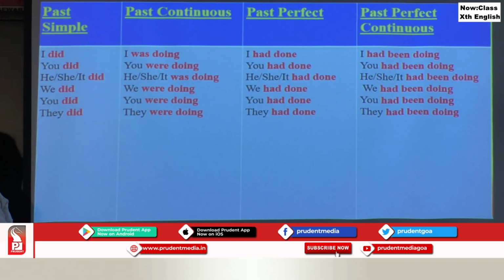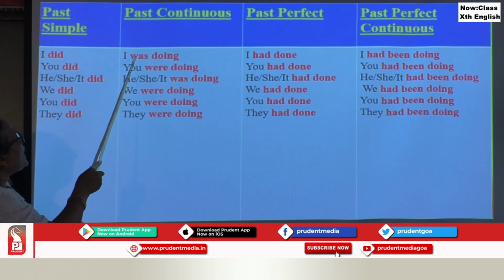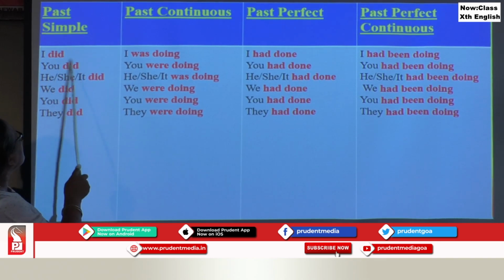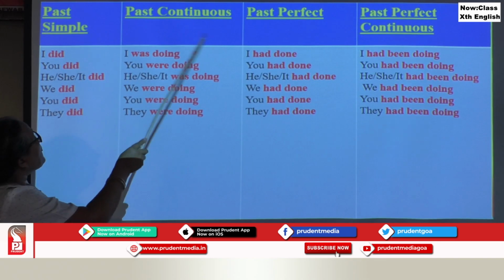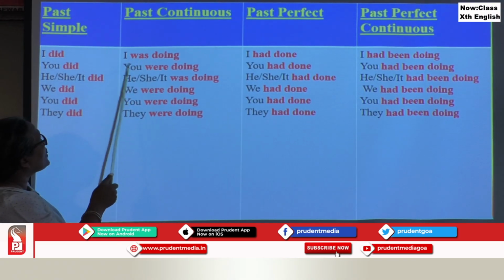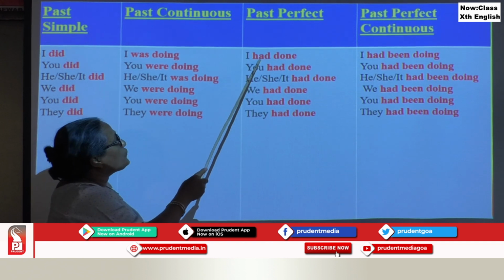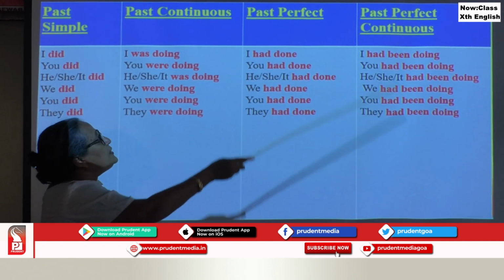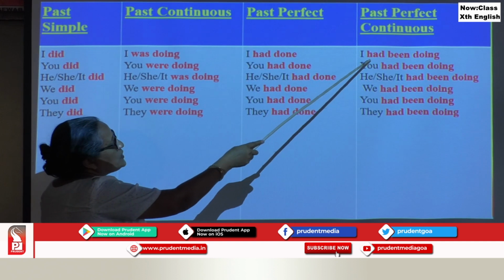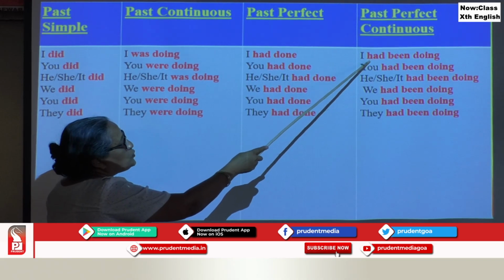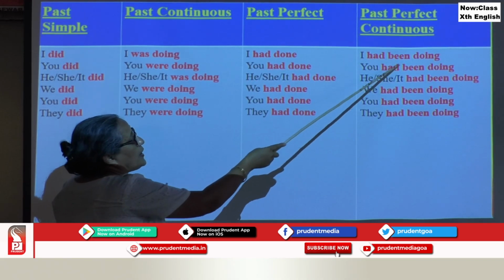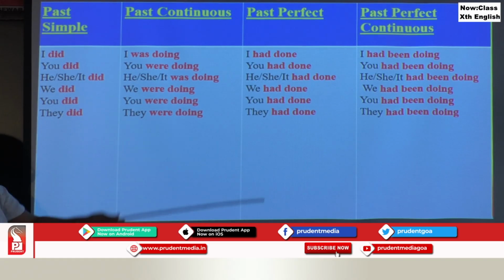Similarly, past, as I told you, only I am will change. Simple past is I did, you did. Past continuous, am will change to was, I was doing, you were doing. Past perfect, instead of have will be I had done. Past perfect continuous will be, past perfect of verb to be is I had been. So I had been doing, and there it goes.